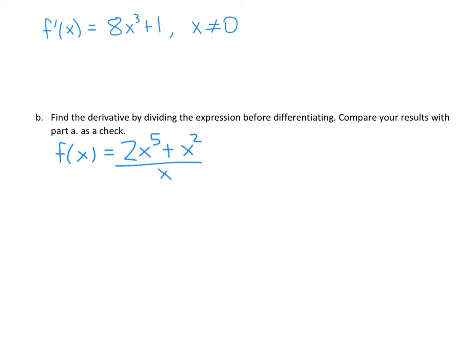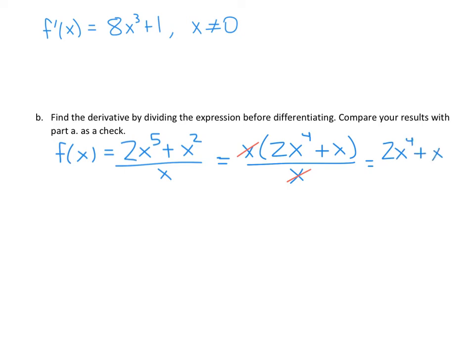Next, in part B, we want to find the derivative by dividing the expression before differentiating. And then we're going to compare our results to what we got in part A. So I can simplify this function by factoring out an x in the numerator. So if I factor out an x, I have 2x to the 4th plus x. And the reason I factored out an x is so that it'll cancel with the x in the denominator. So now our function looks like 2x to the 4th plus x.